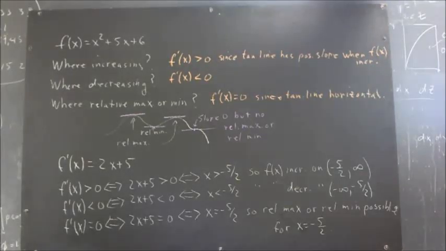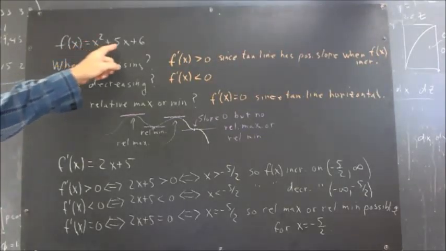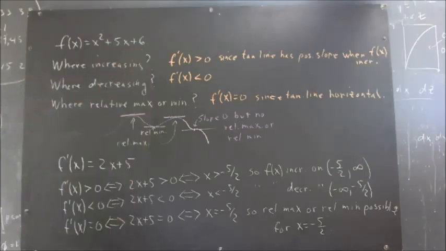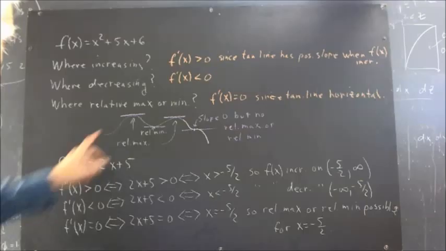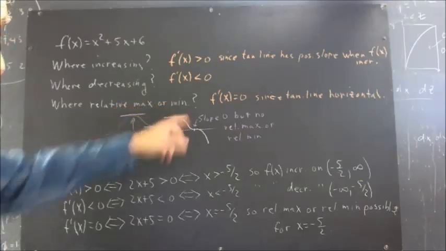Now we have the function f of x equals x squared plus 5x plus 6. And we ask, where is this function increasing, where is it decreasing, and where does it have a relative maximum or minimum? Now, a little illumination of that terminology, relative maximum or minimum.